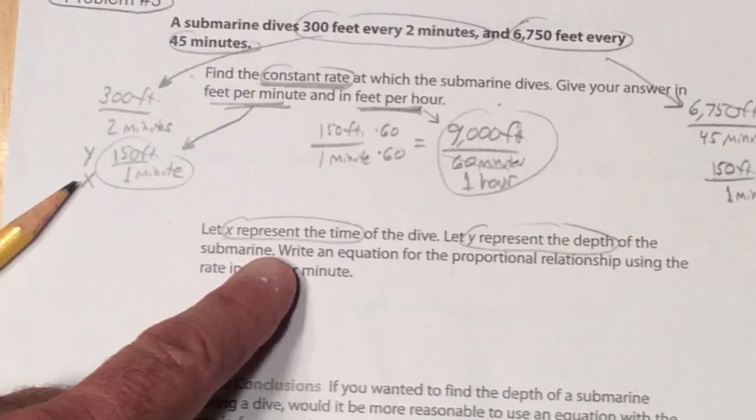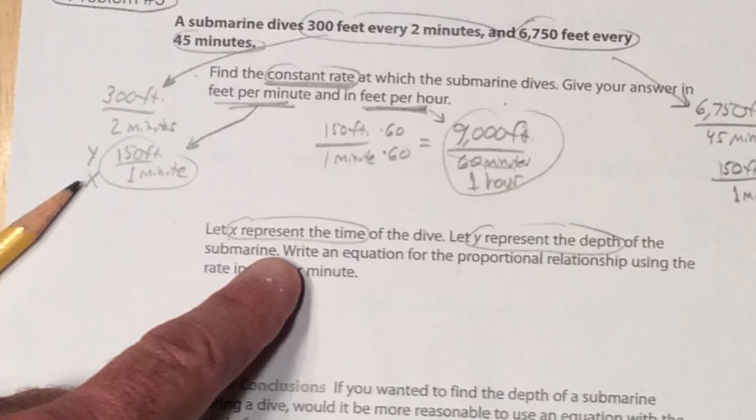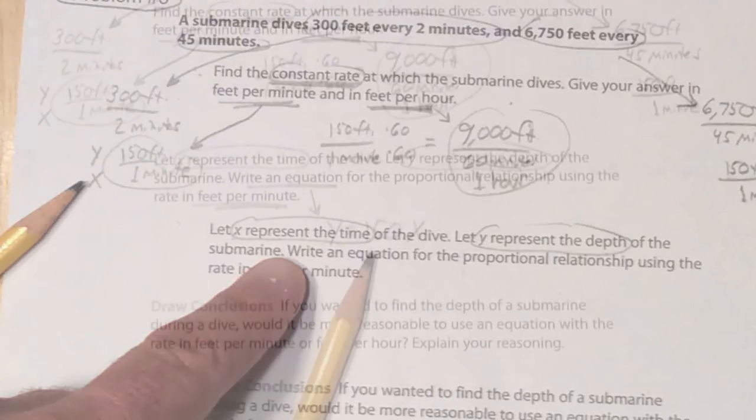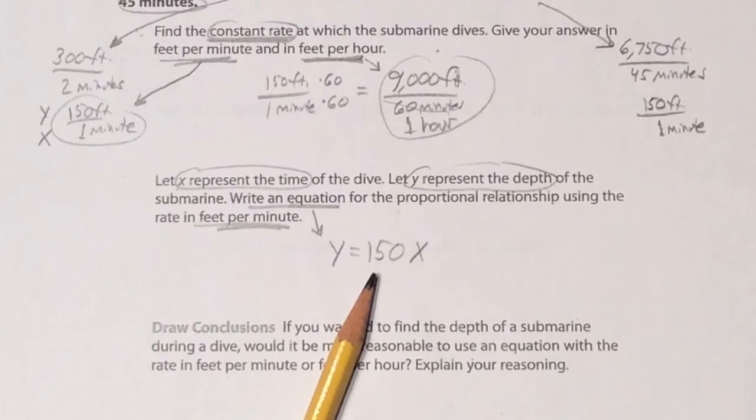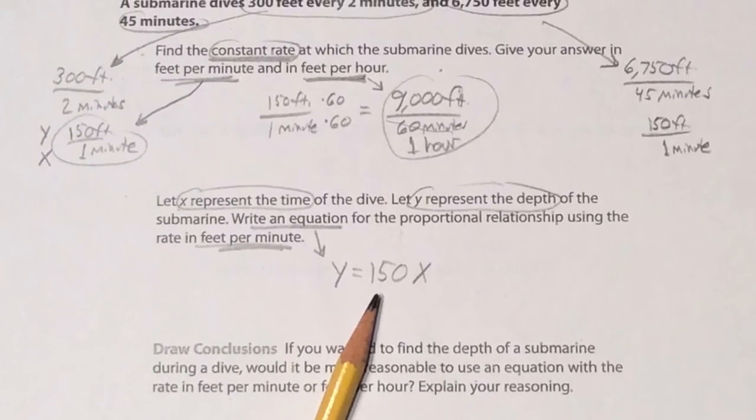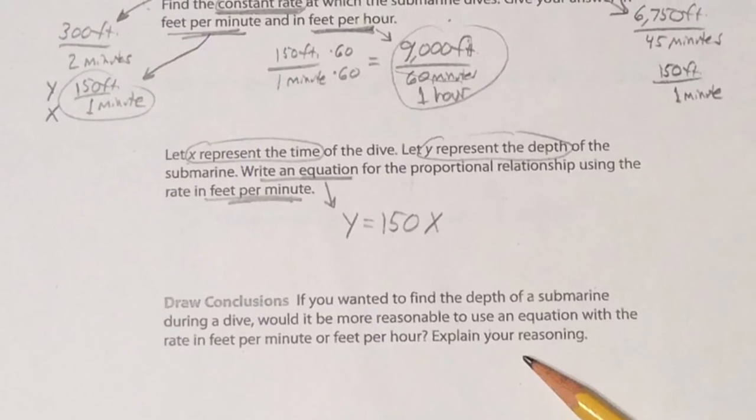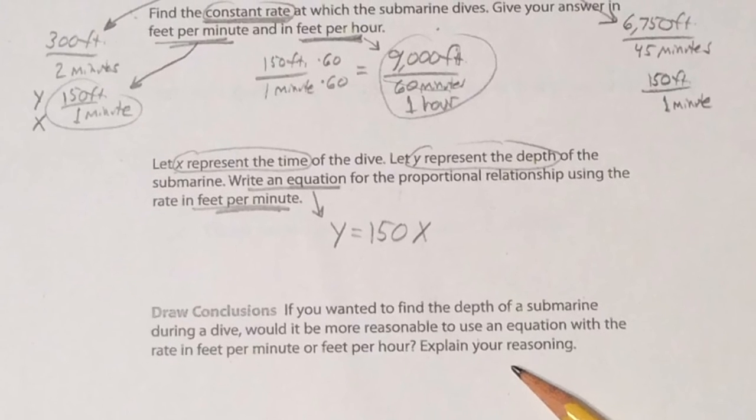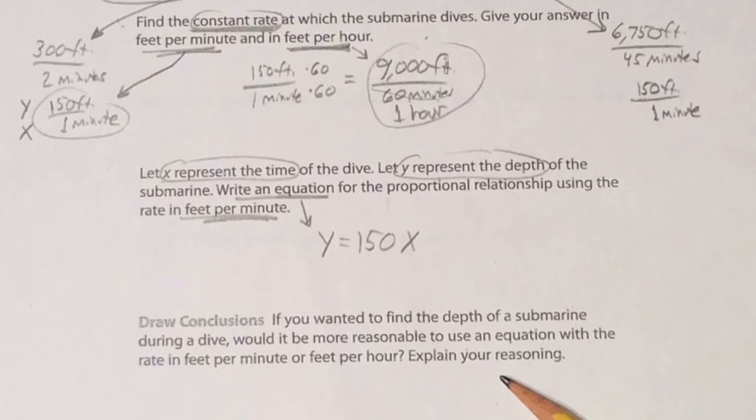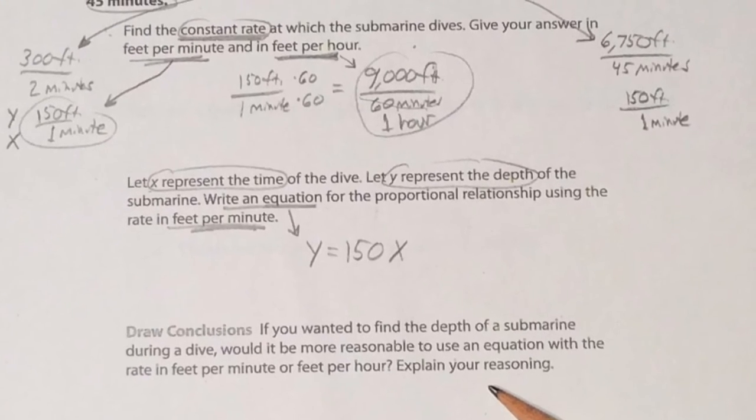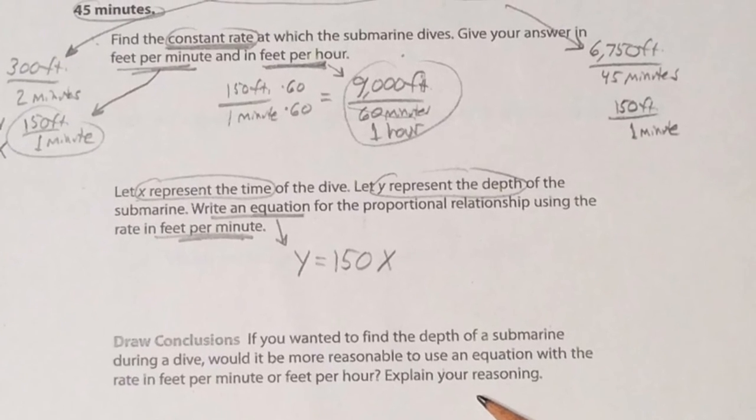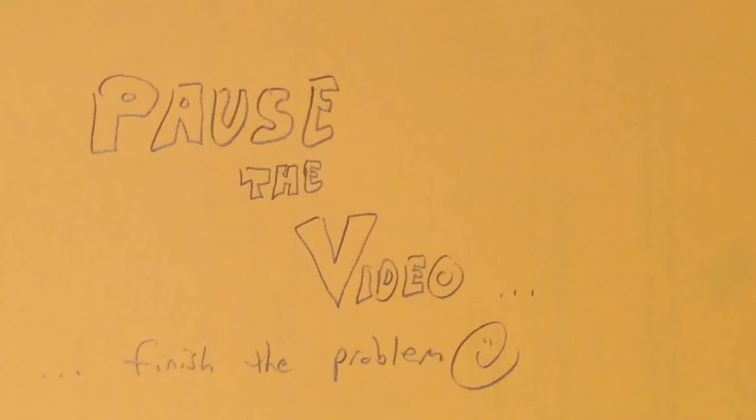Now I'm identifying my x and my y variables. The y would be the distance and the x would be the time. And I set up my equation, and the constant rate of change is 150, so that becomes my k. Y equals 150x is my equation. Now pause the video, read the last part, and answer it using your opinion and explain why you think what you think.